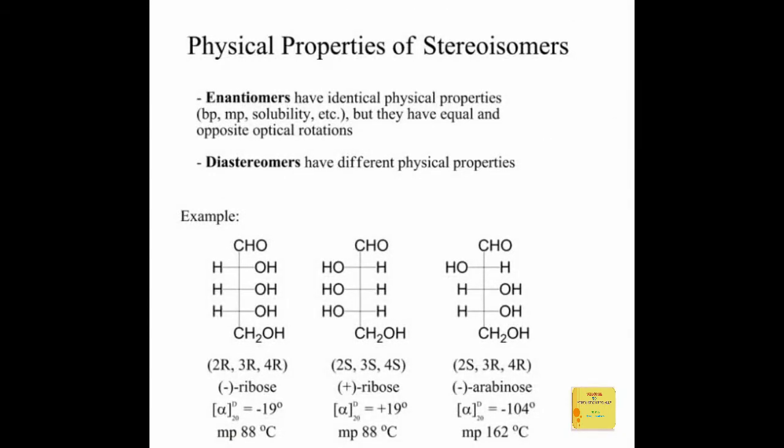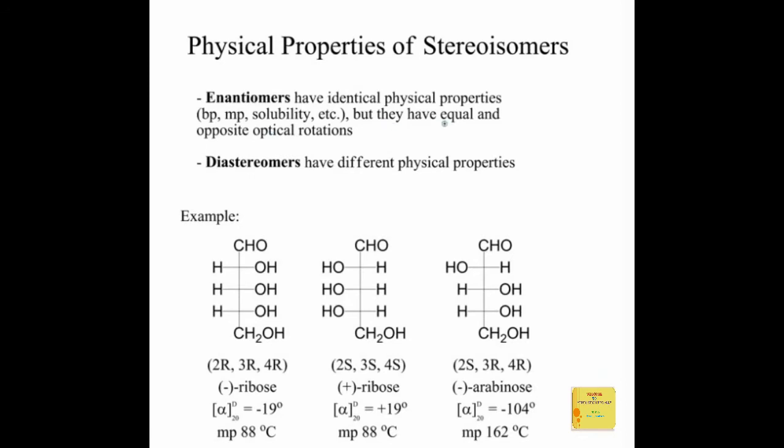So what are some other physical properties of stereoisomers that we can take a look at? Turns out that if we're comparing enantiomers, we'll see that they have identical physical properties. Every physical property that you want to measure, things like boiling point or melting point or solubility or NMR or IR spectra, they're going to be exactly the same. They will be completely indistinguishable except for this optical activity.